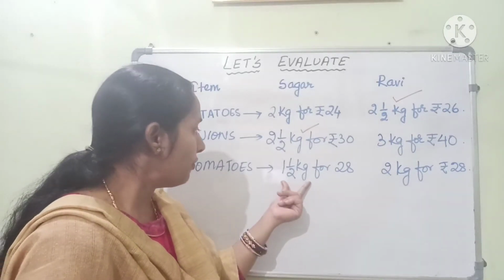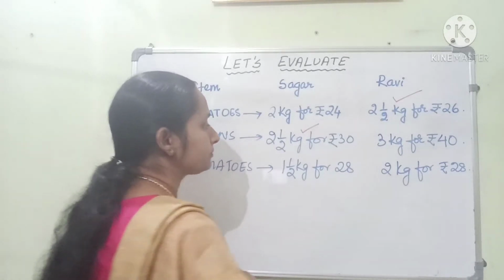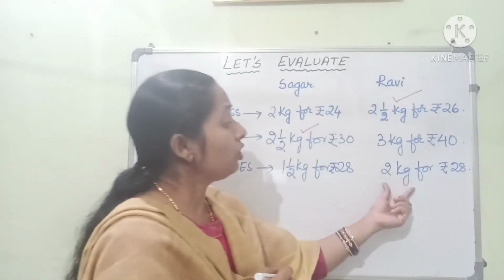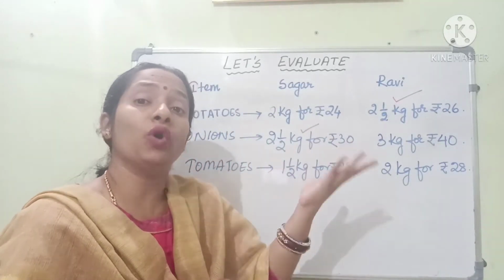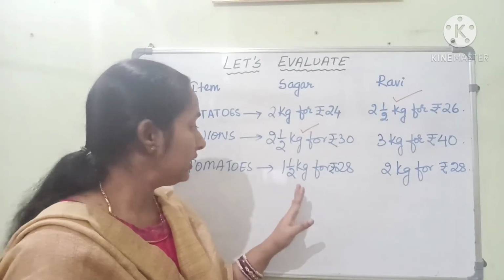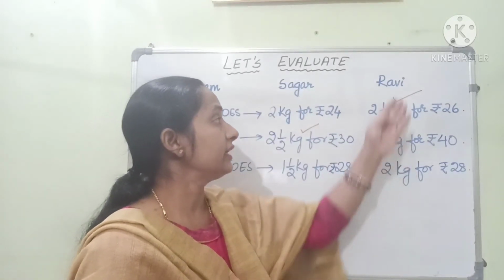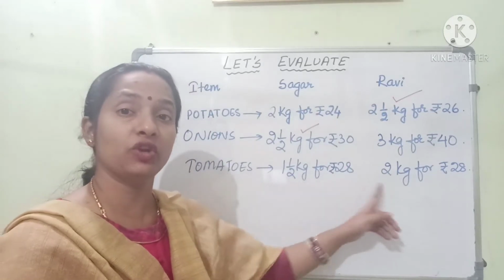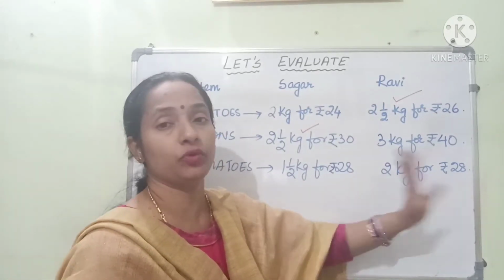Here see, 1.5 kilogram is bought for 28 rupees. 2 kilograms is bought for the same 28 rupees. Who bought more at the same cost? See, here he bought less for 28 rupees and here Ravi has bought more, that is 2 kg, half a kilogram more than 1.5 kg for the same 28 rupees.